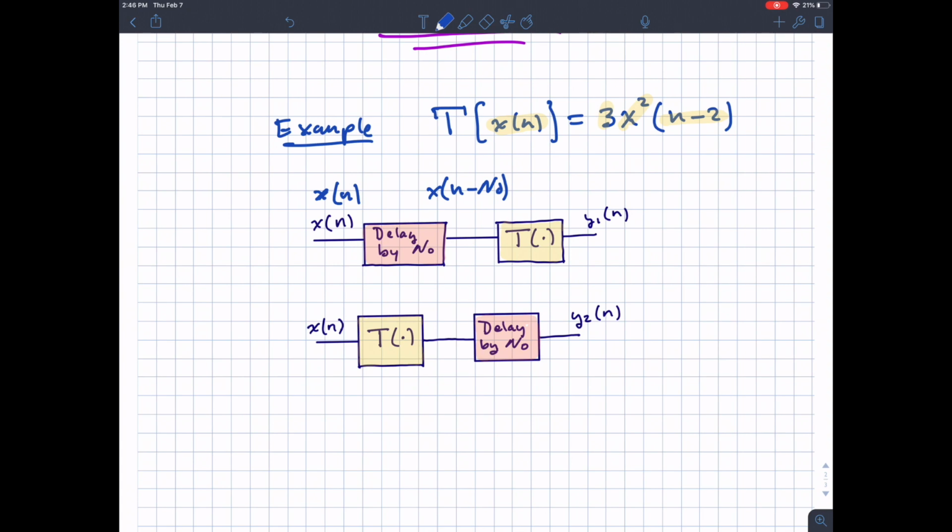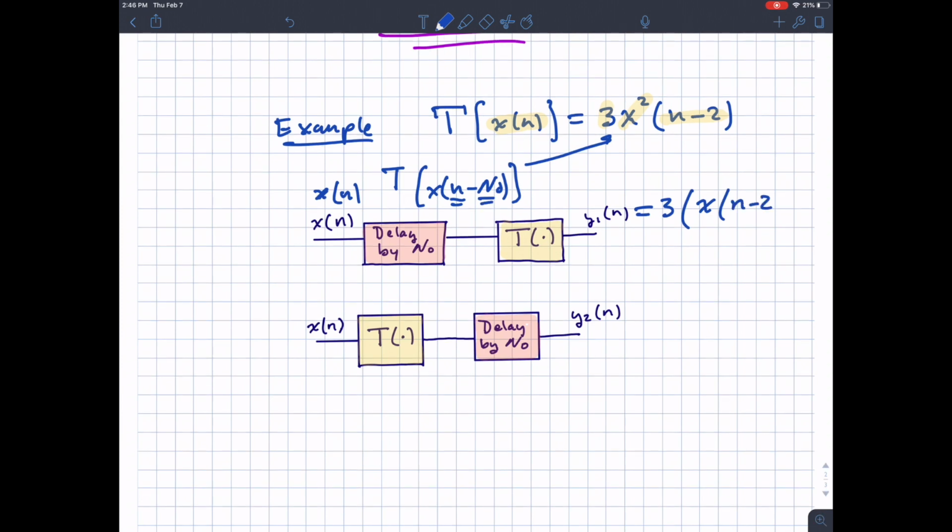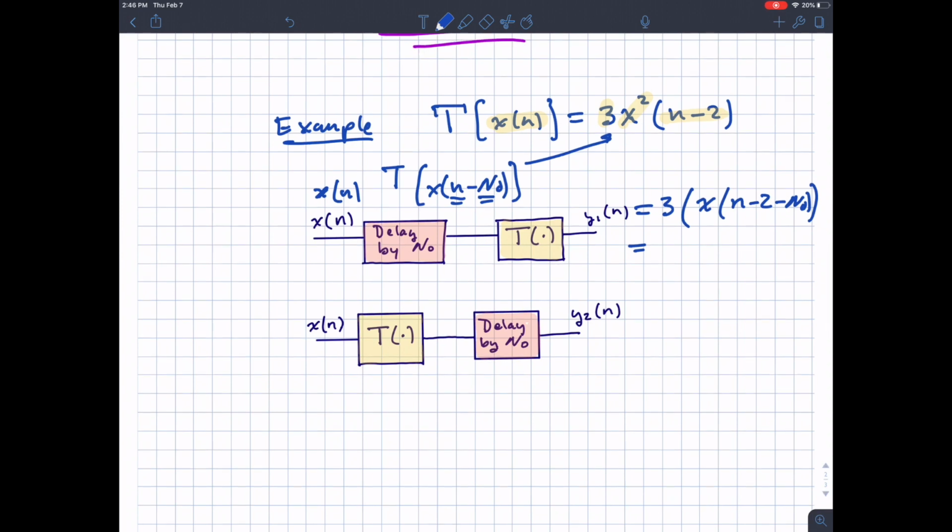All right, and from there, I could calculate y1 of n, because y1 of n is you take the system and apply it. According to this definition, that would mean multiplying by 3, and then delaying the n value, replacing n with n minus 2, but then I still have the minus n naught. So removing the parentheses, you would get 3x of n minus 2 minus n naught. All right, so that's y1.